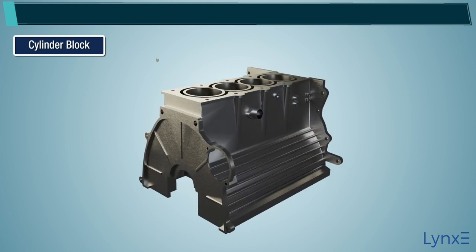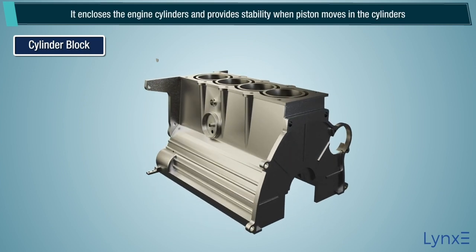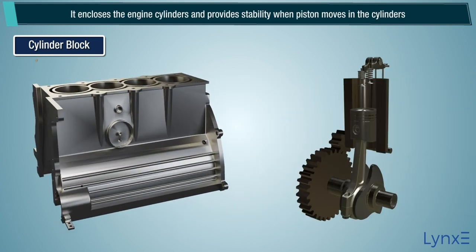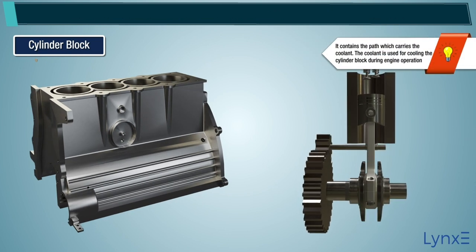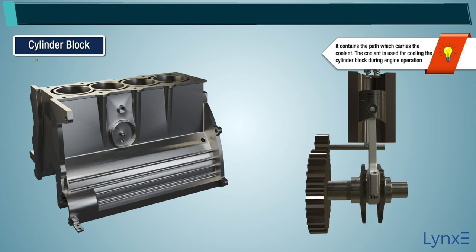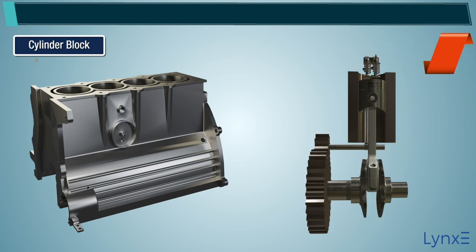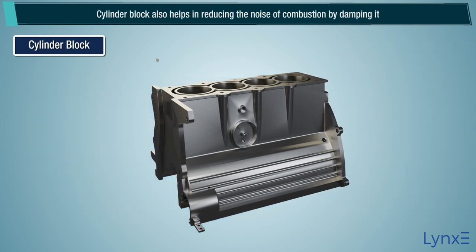Cylinder block. It encloses the engine cylinders and provides stability when piston moves in the cylinders. Note, it contains the part which carries the coolant. The coolant is used for cooling the cylinder block during engine operation. Cylinder block also helps in reducing the noise of combustion by damping it.